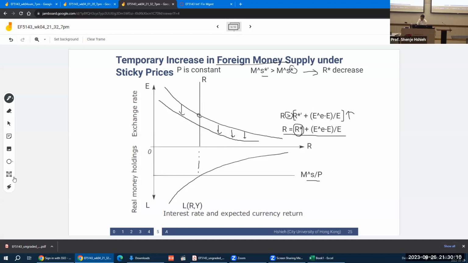So I'm just going to write it here. This is R equals R star prime plus E hat minus E prime over E. It's a new level of E. And therefore our intersection is here now as opposed to here. So E naught and E prime. Yep.